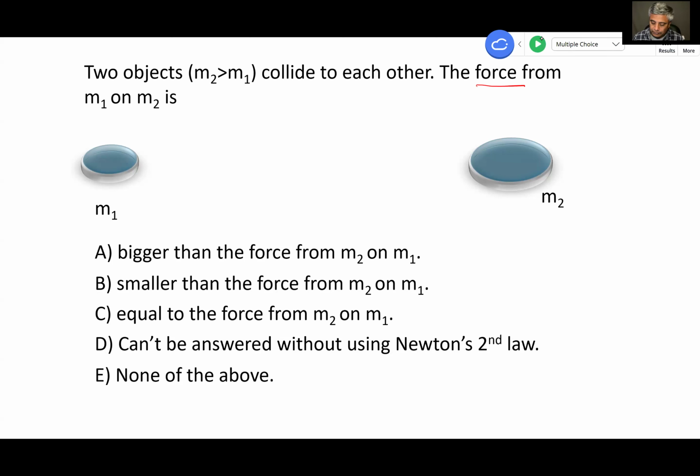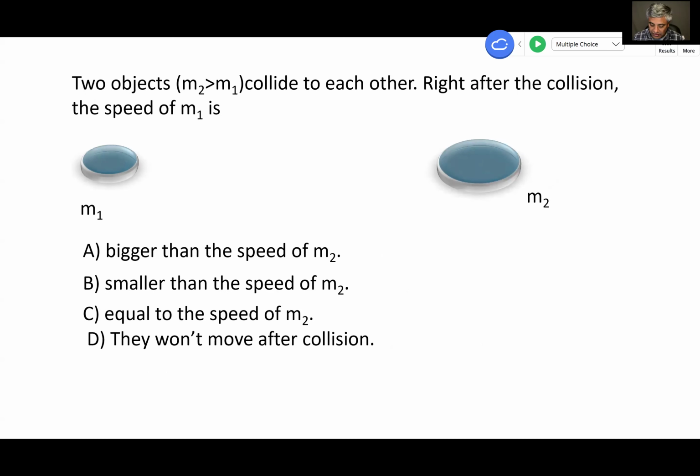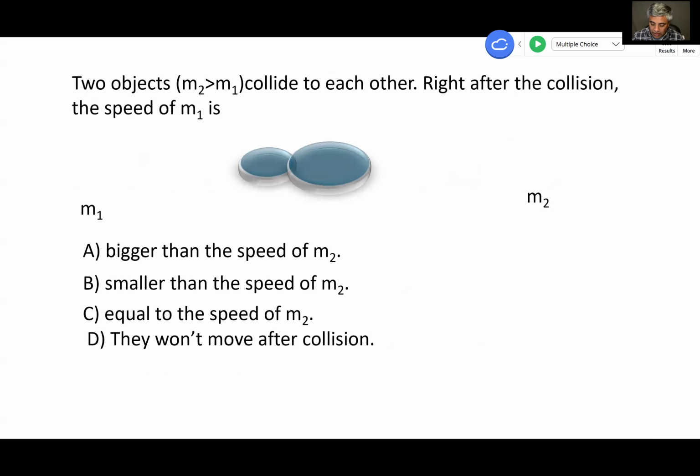Okay, let's see what we got. So mostly C. So yes, they are action reaction forces. Great, most of you remember, but some of you forgot. Okay, it's force between two objects. So action reaction force, equal and opposite. So now it's talking about speed.